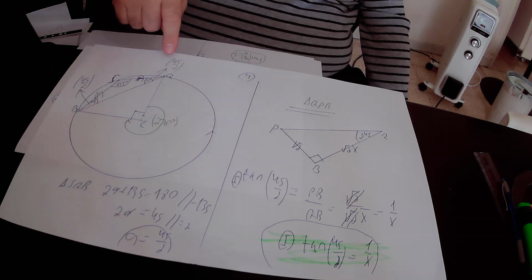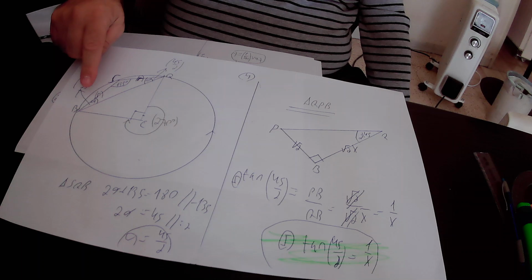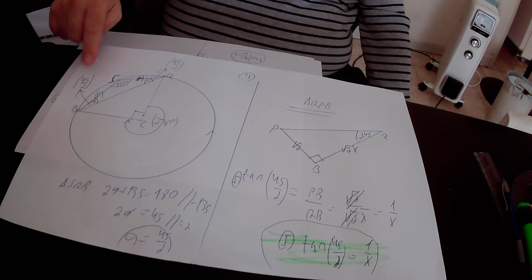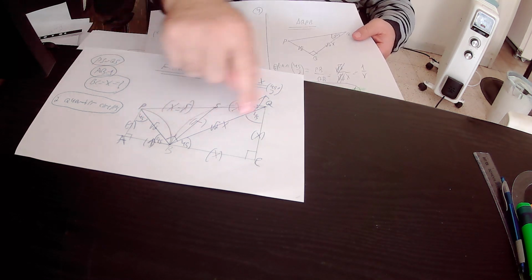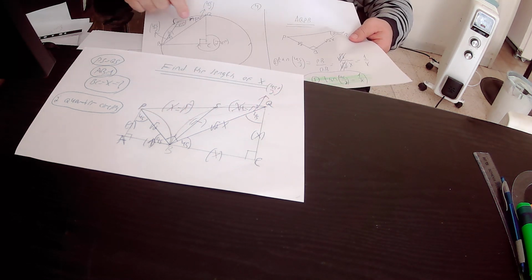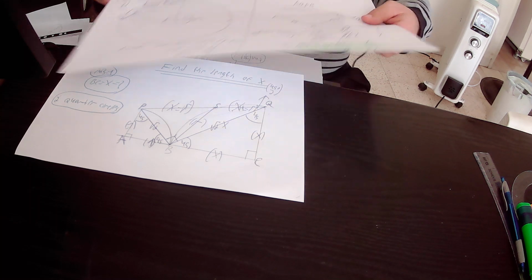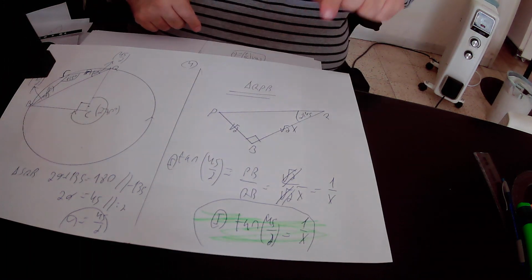So this is angle alpha that is equal to 45 over 2 degrees, and this is also angle alpha that is equal to 45 over 2 degrees. Then I copied the right triangle PBQ in a new page, and we analyze this right triangle, triangle PBQ. This is the right triangle PBQ that I copied from the original drawing.